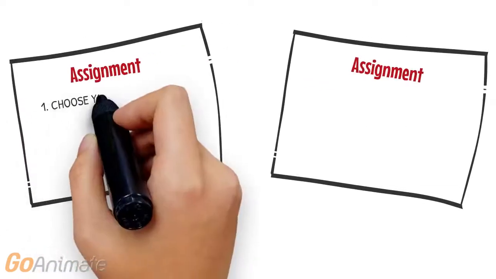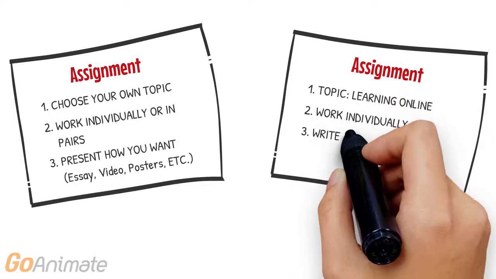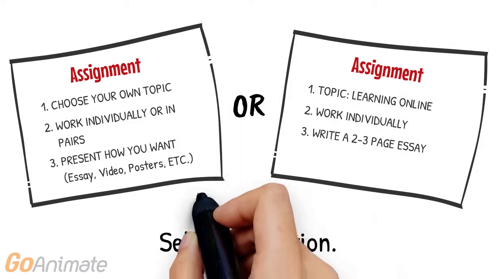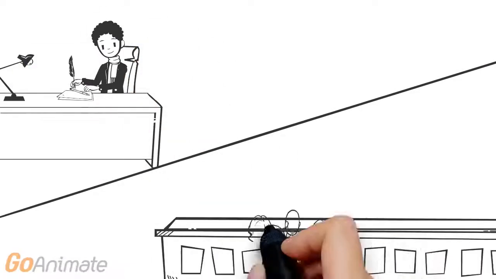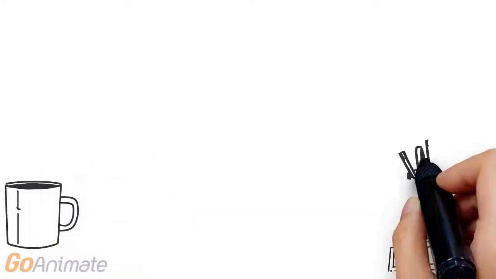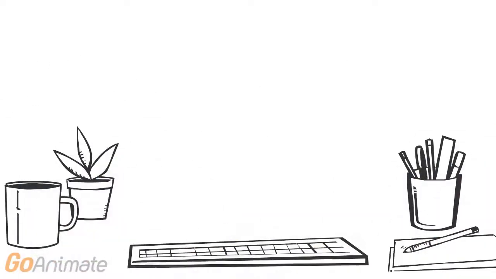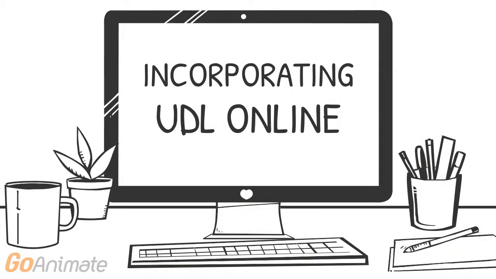One of the most effective ways to motivate and engage learners is to provide them with options, giving them agency and choice in how they learn. When they're in charge of their own learning, they're much more likely to succeed. So now that we've talked about what UDL is and how it can be achieved in the classroom, let's talk about how it can be incorporated into an online setting.